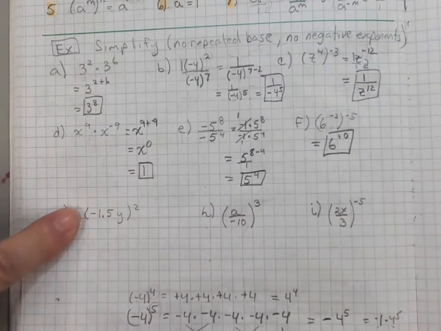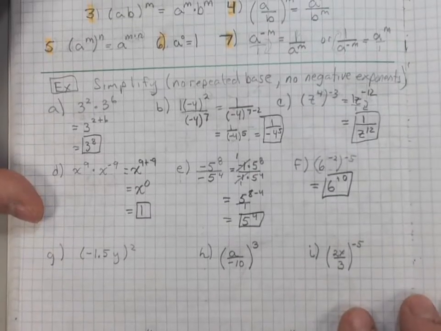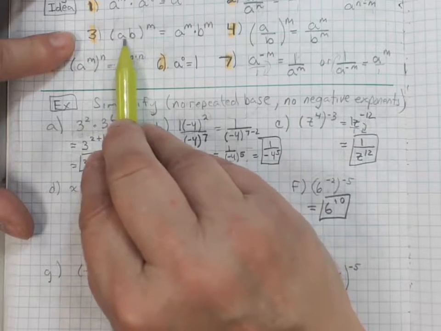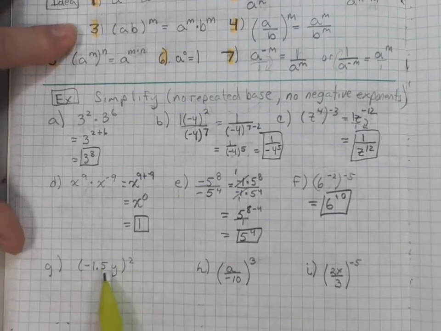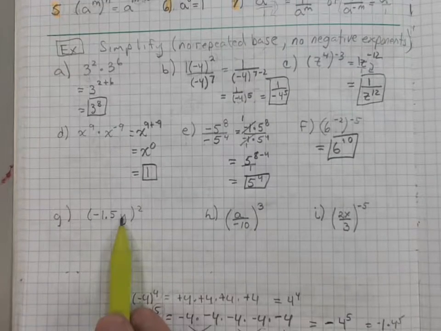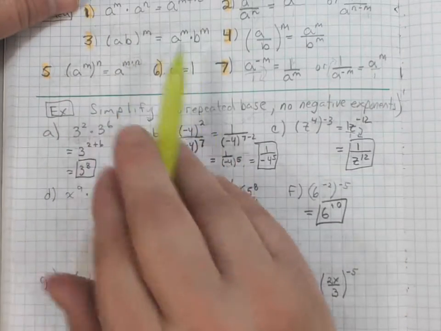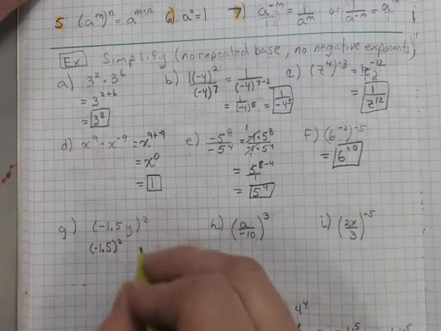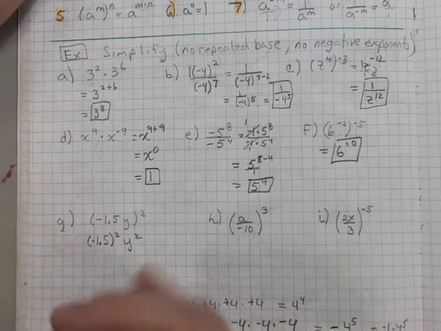All right, so let's try a few more. All right, we're squaring this, so that's negative. We're going to square, this is the rule, let's see, which one was it? Rule 3. I have some things inside of a parentheses I'm multiplying, and then I have an exponent. I'm multiplying inside this, in example G, I'm multiplying negative 1.5 times y. Those are different bases. So the rule is, from that rule up here, we're going to distribute the power. All right, so that means negative 1.5 squared and y squared.